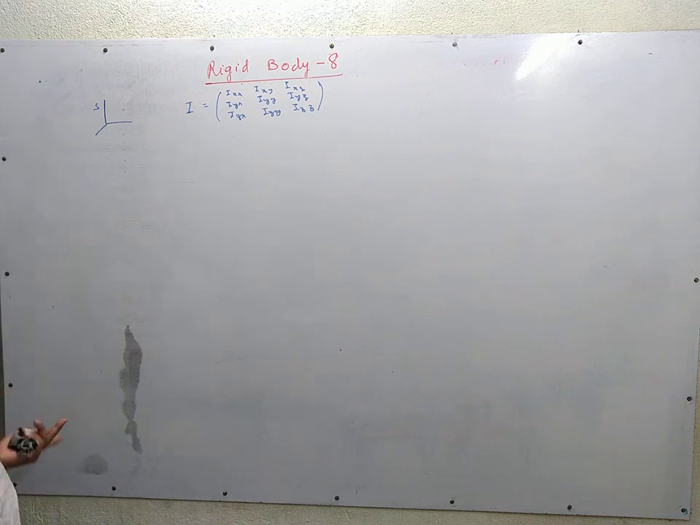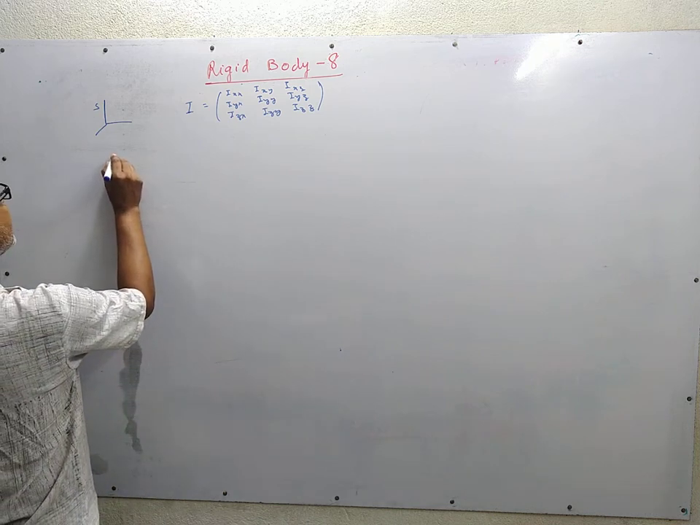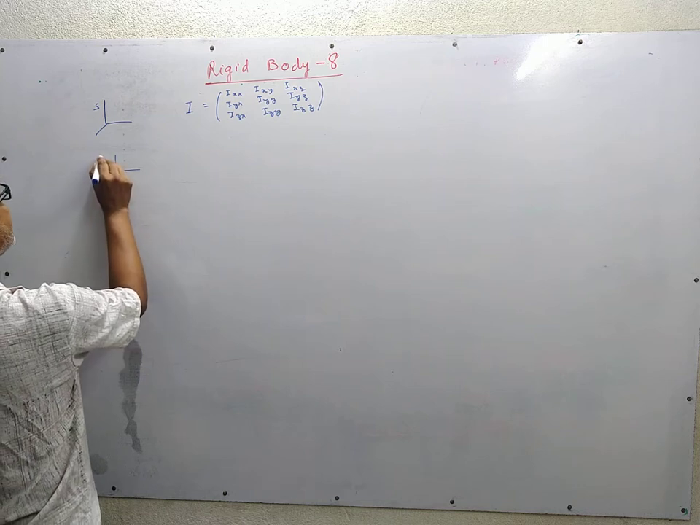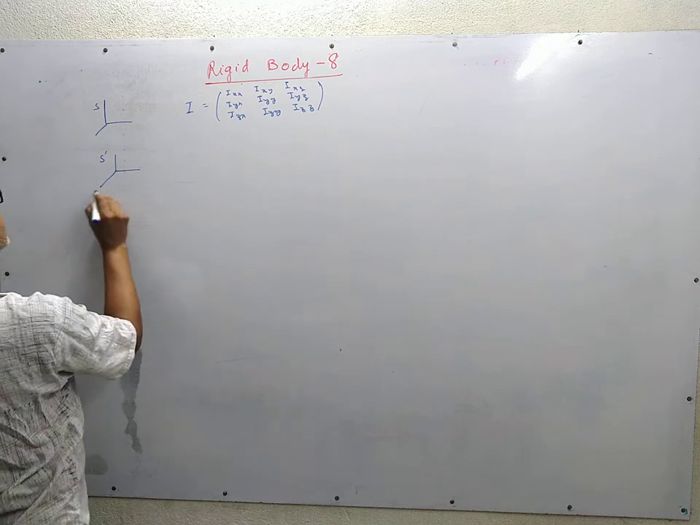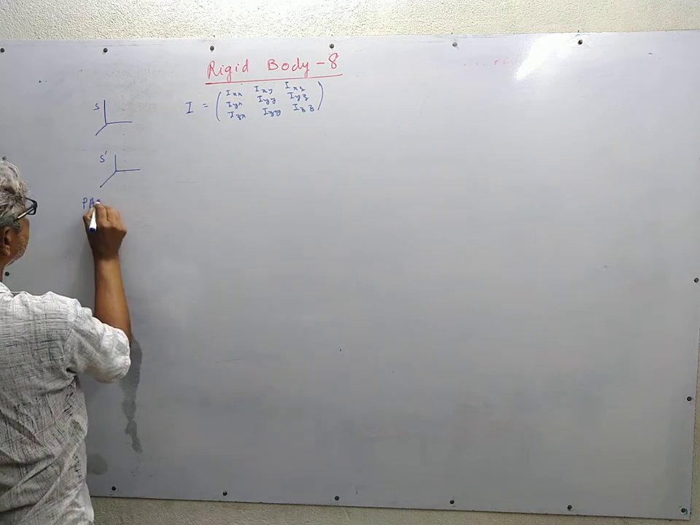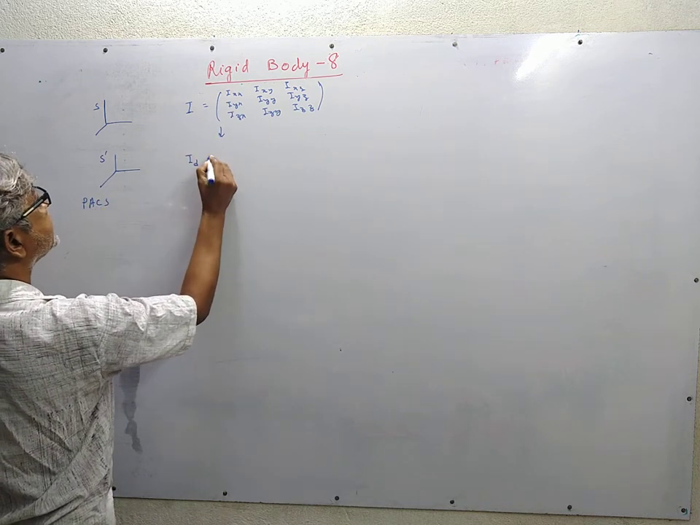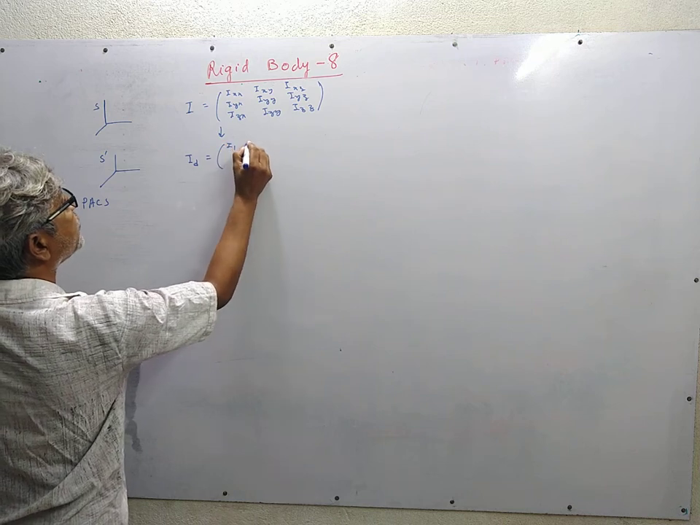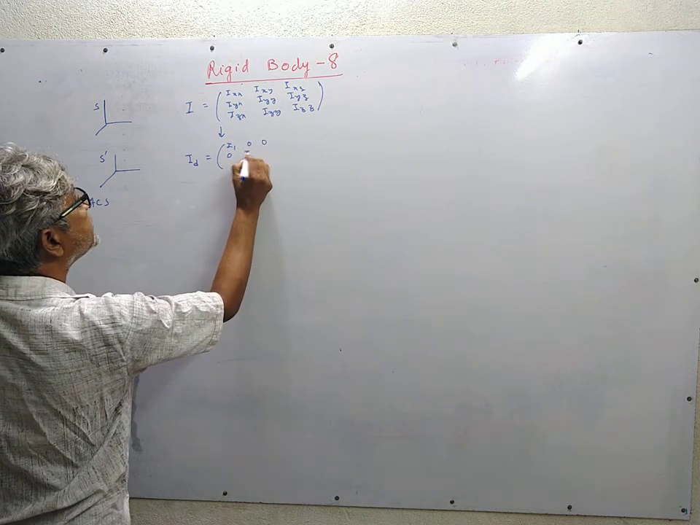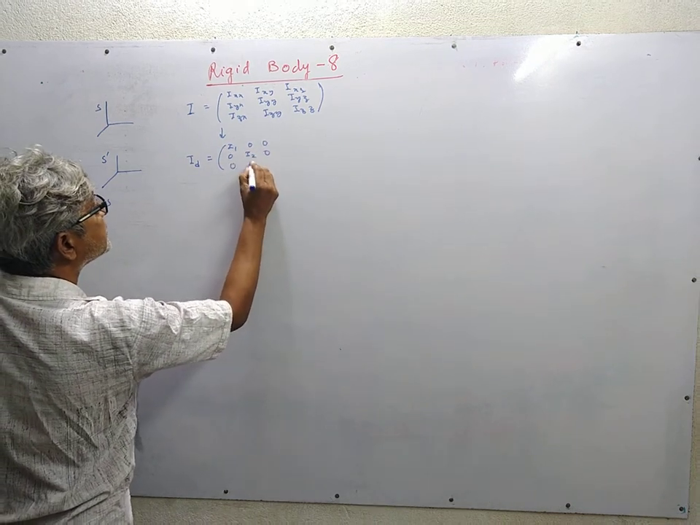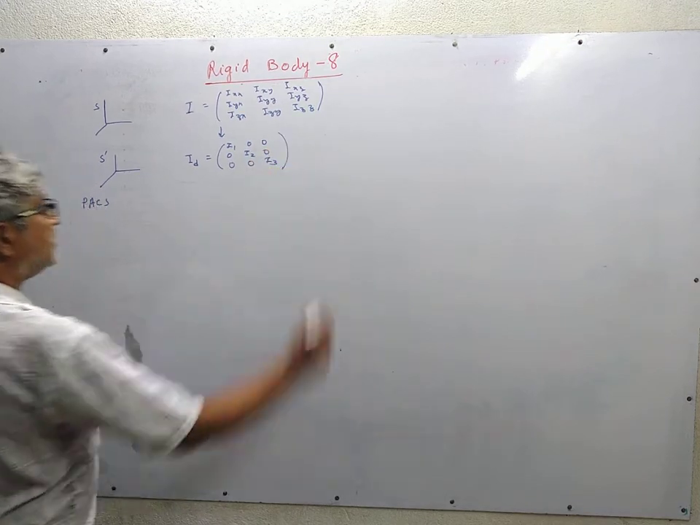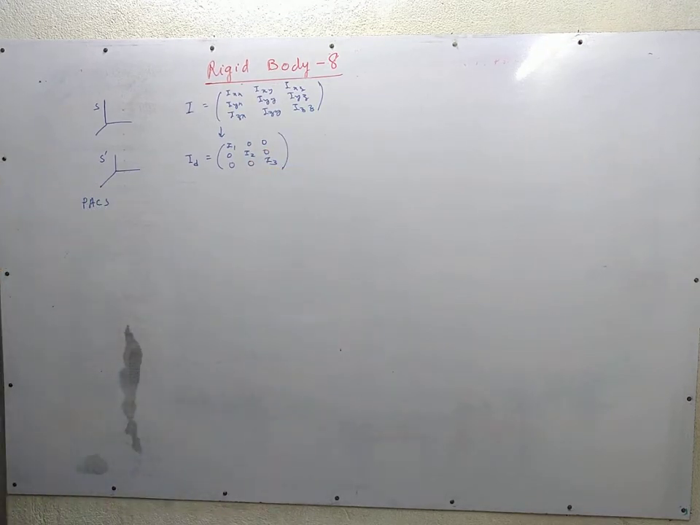Now we consider a body fixed frame, the PSCS coordinate system. In the PSCS coordinate system, this reduces to I_D equal to I1 0 0, 0 I2 0, 0 0 I3. So the moment of inertia tensor becomes diagonal. So how to get this PSCS coordinate system?